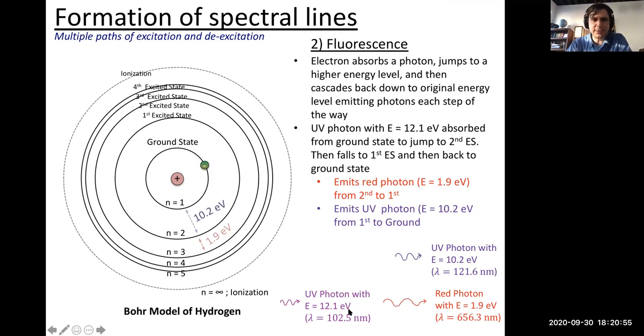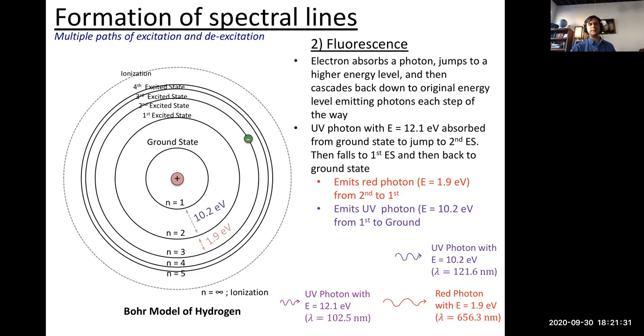Let me do some quick math. 10.2 plus 1.9 is 12.1 electron volts of energy. So this ultraviolet photon with 12.1 electron volts of energy would have a wavelength of about 102.5 nanometers. That is the right amount of energy for an electron in the ground state of hydrogen to jump all the way from the ground state, skip the first excited state, and go straight into the second excited state, to jump from 1 to 3.